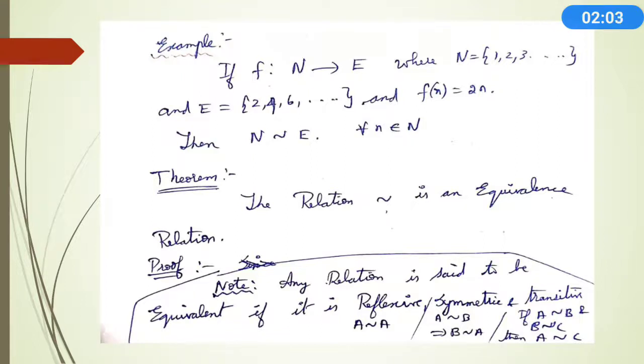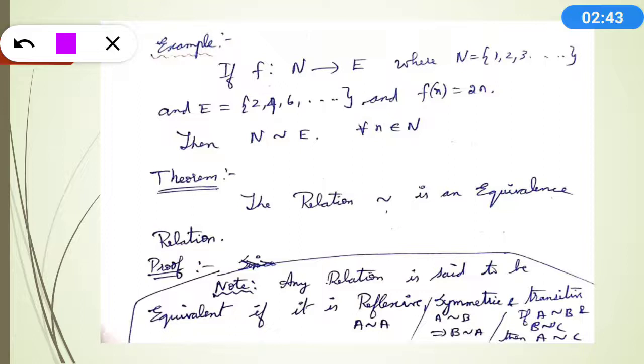Let f be a function from the set of all natural numbers to the even numbers, and f of n is defined as f of n is equal to 2n. From this function, it is clear that for every element in my domain, I'll get an image in the codomain and it will be distinct. And also every element in the codomain will have pre-images. Therefore, my function f is one-to-one and onto.